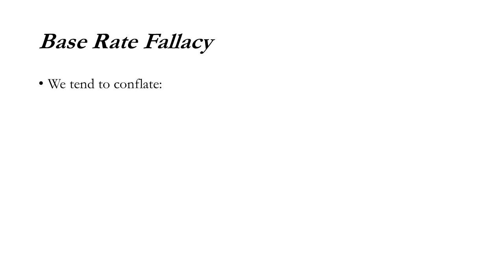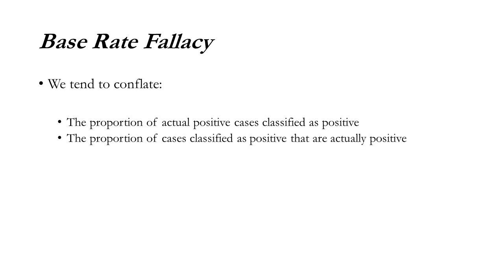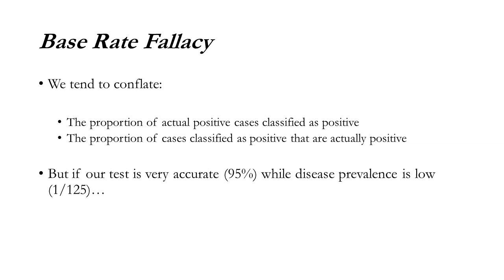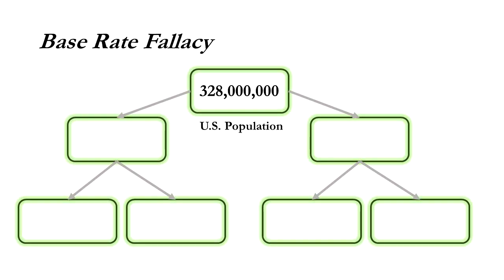We tend to conflate the proportion of actual positive cases classified as positive and the proportion of cases classified as positive that are actually positive. But if our test is very accurate, like 95%, while the disease prevalence is low, 1 in 125, we may have a large number of false positives. Let's see how this works.